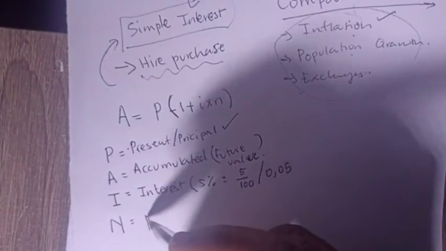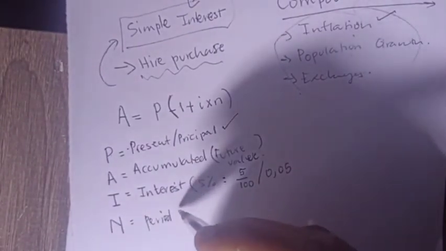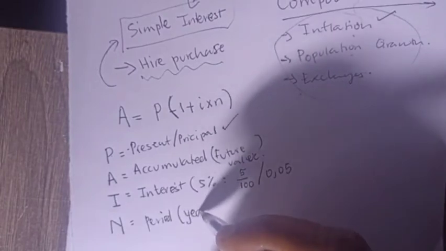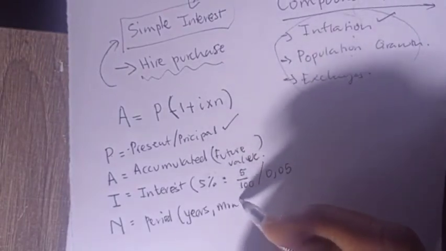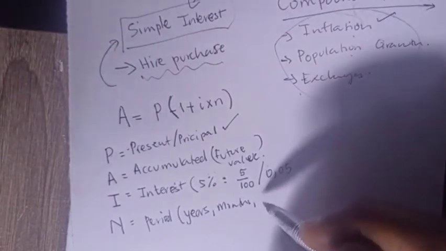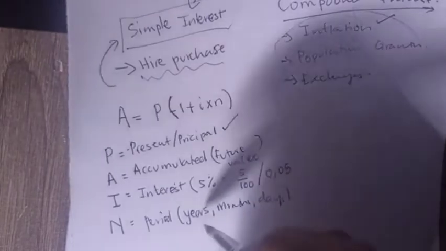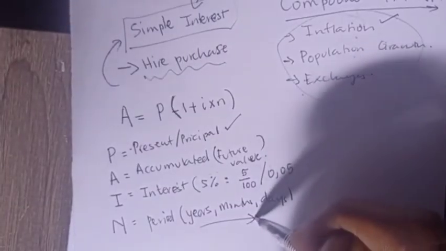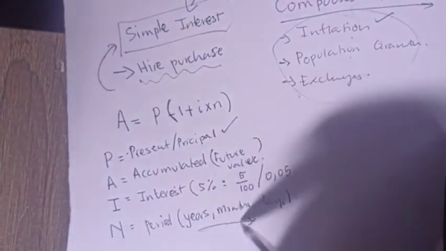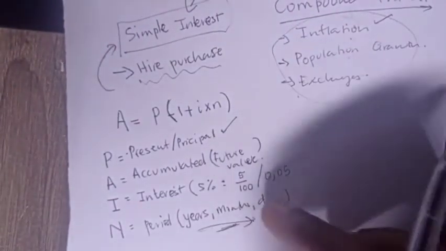And n is the period. They can tell you that you're putting the money in years. You can put the money in months. You can put the money in days. So everything goes there. As long as we are talking about a certain number of periods, we know that it can be years or months or days.